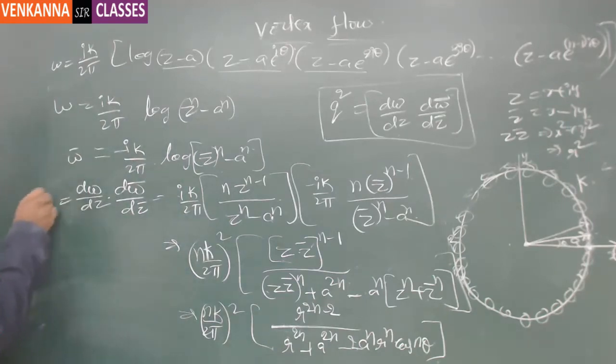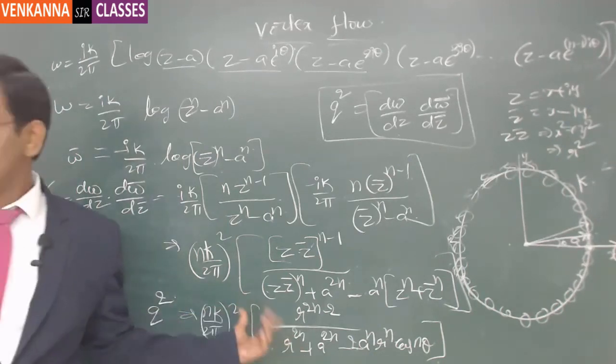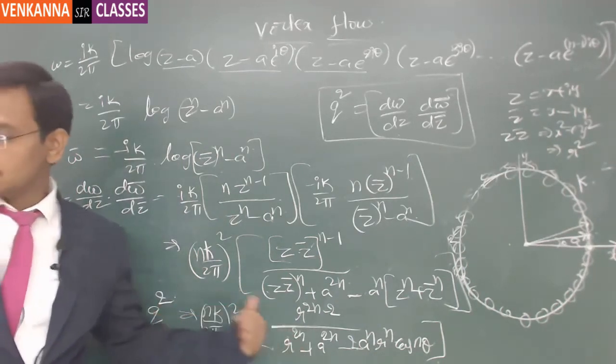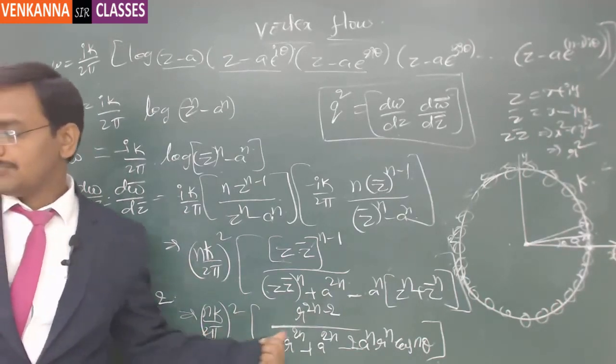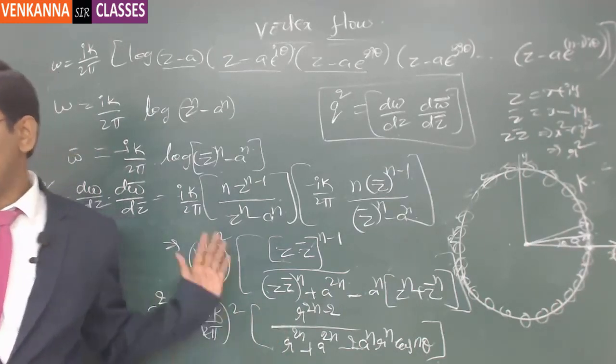So this is the product of this. This will be nothing but the q square value. So q square value you can find out from this, and from this you can find out the q value by taking the square root. So this is the velocity at any point. Got it? You can note down this.